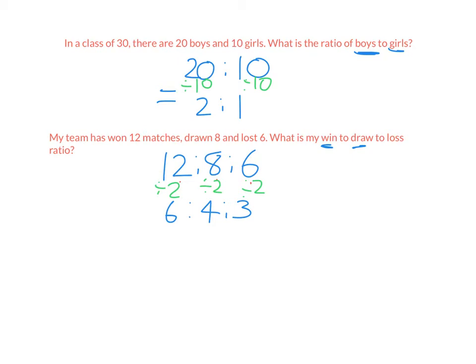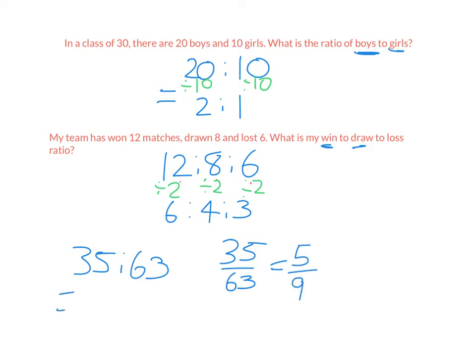Now, if there are only 2 numbers in the ratio, you can get your calculator to do this for you. So let's say I had to simplify the ratio 35 to 63. In my calculator, I can't put the ratio, but I can put a fraction. So I can write in my calculator 35 over 63 equals, and my calculator will simplify it for me. It'll tell me that it's 5 over 9. So I just convert that back to a ratio, 5 to 9.